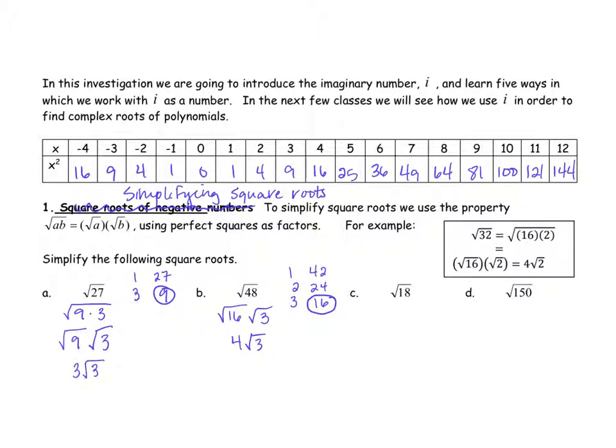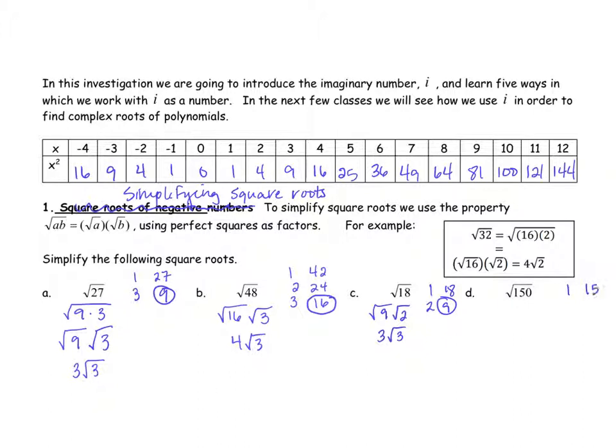18, 1 and 18, 2 and 9, and we can stop there because of that 9. That's why it's good to have these numbers at the top of your head when you're doing this, so you kind of know those. So square root of 9, square root of 2, gives you 3 square root of 2.